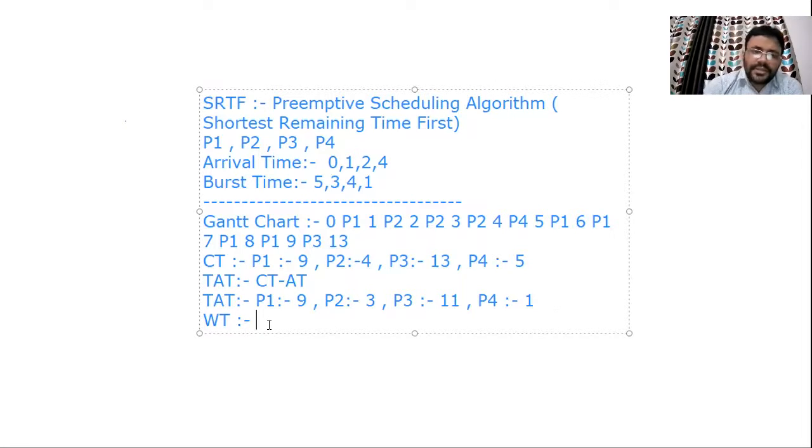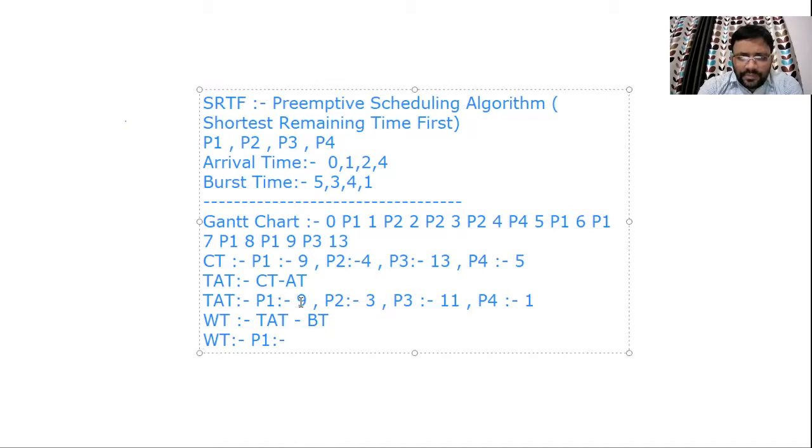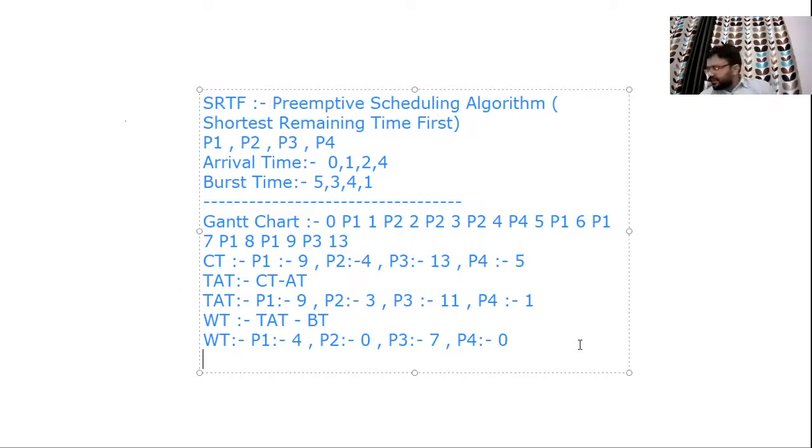Waiting time is simply turnaround time minus burst time. So we can compute this as well. For P1, turnaround time 9 and burst time 5, so 9 minus 5, 4. For P2, turnaround time 3 and burst time 3, so 3 minus 3, 0. P3 has turnaround time 11 and burst time 4, so 11 minus 4 equals 7. And P4 has 1 minus 1 equals 0. So let me verify: 4, 0, 7, 0.